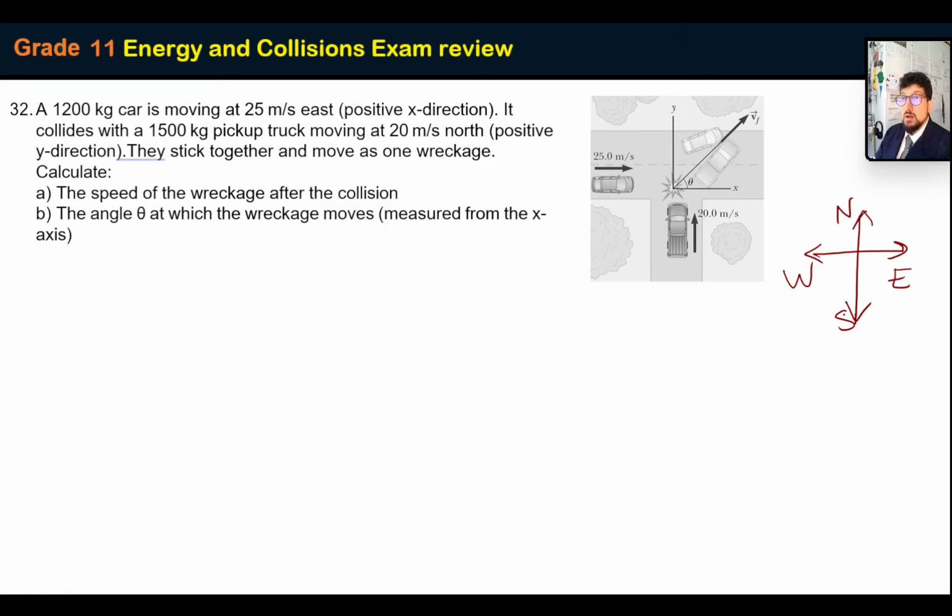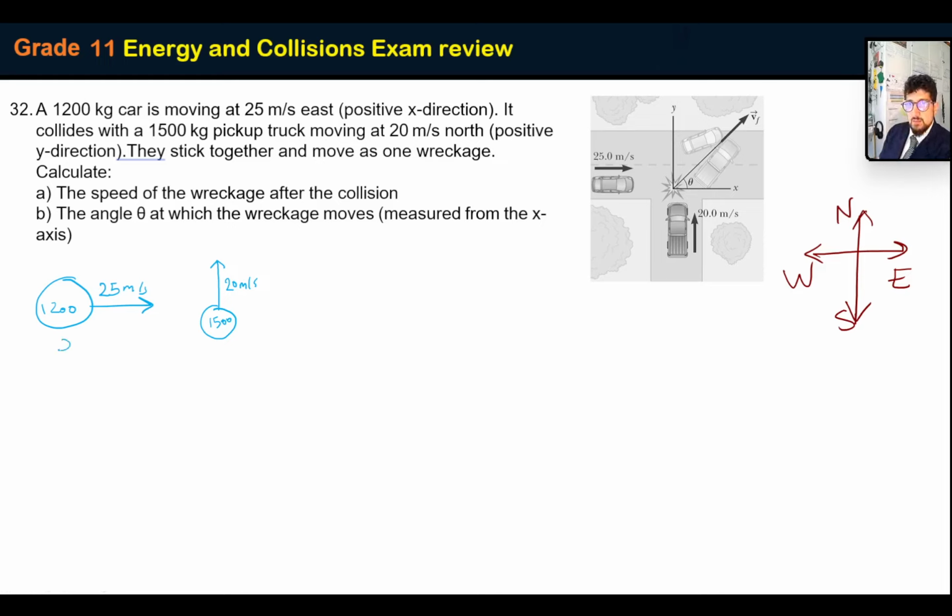Alright, so let's go. What are we looking at here? We've got a car that's 1200 kilograms moving east at 25 meters per second. And then we've got another car, a pickup truck, that is 1500 kilograms, and that is moving north at 20 meters per second. So the first thing we need to do is calculate the speed of the wreckage after the collision.